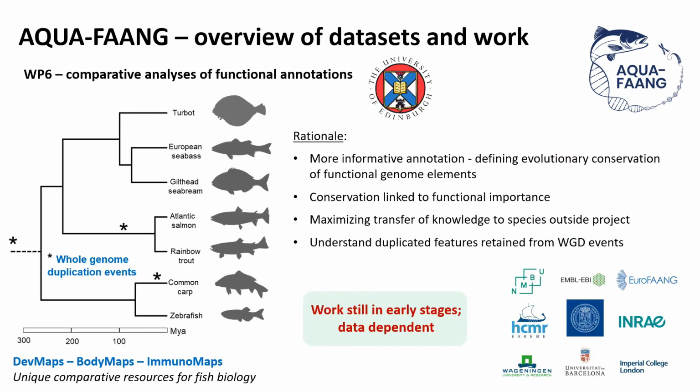Final scientific work I'd like to emphasize is in Work Package 6, which is comparative analyses across the functional annotations performed in the different species. The rationale for this work, which is really in early stages because it's very much data dependent, is that comparative approaches provide a more informative annotation by defining the extent of evolutionary conservation of defined genomic elements. Of course, that's then linked to functional importance of those elements, which has applied and transferability value, including to different species outside the project that are related to the species in the project.